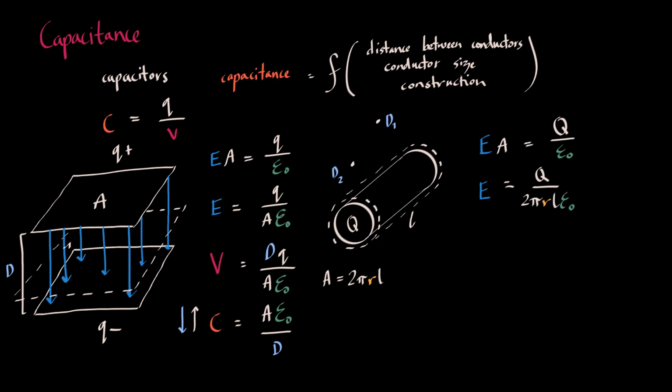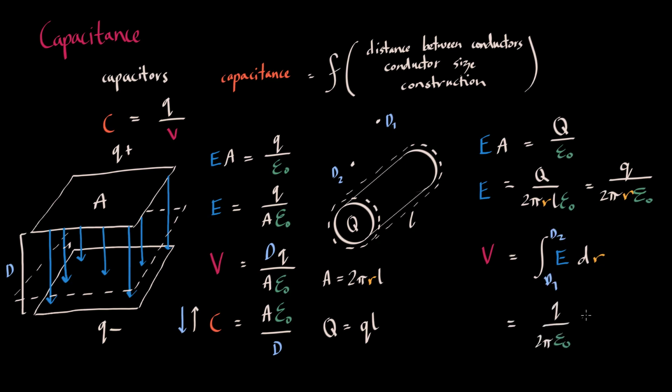In order to get rid of this length L, we consider the charge capital Q to be uniformly distributed along the wire with a unit length charge of lowercase q. That is, capital Q equals lowercase q times L. We can therefore substitute this unit length charge into our equation for the electric field. Finally, we integrate the electric field with respect to r between the points D1 and D2 to find the equation linking potential difference and geometry.